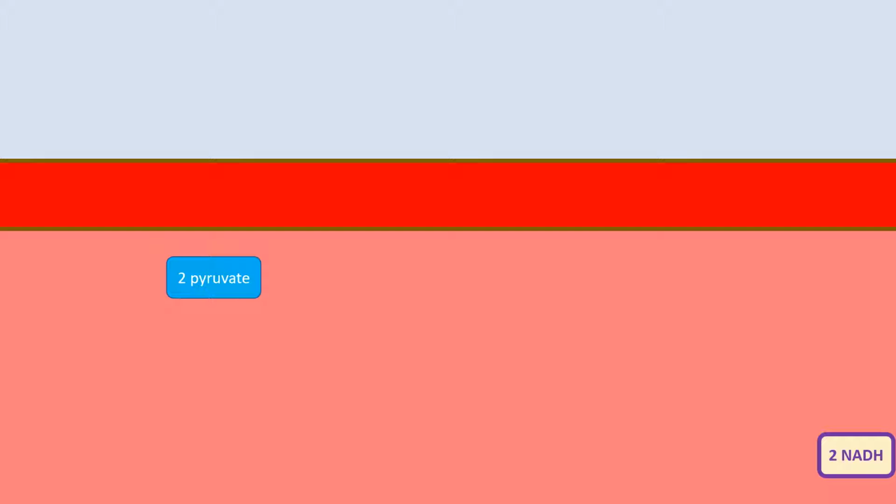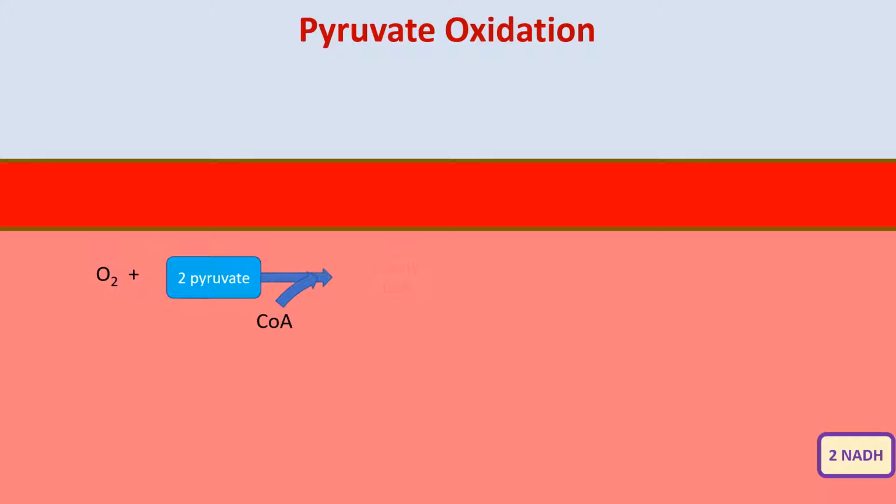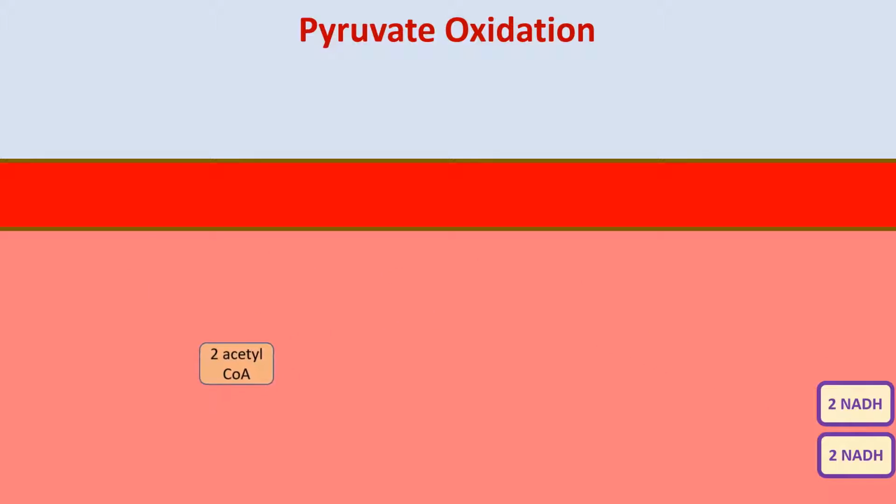Now we're in the matrix of the mitochondrion, and pyruvate is going to undergo the next step in cellular respiration, which is pyruvate oxidation. So our 2 pyruvates will combine with oxygen and coenzyme A to produce 2 acetyl-CoA molecules, 2 more NADHs, and 2 molecules of carbon dioxide. The carbon dioxides will be eliminated as a waste product. And we're going to tuck these 2 NADHs over to the side, and we're going to move the 2 acetyl-CoA molecules out of the way to make room for the next step.